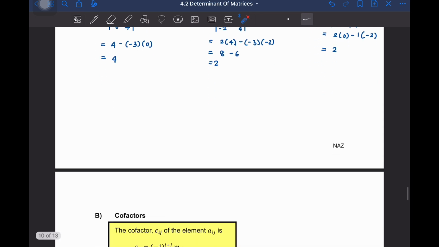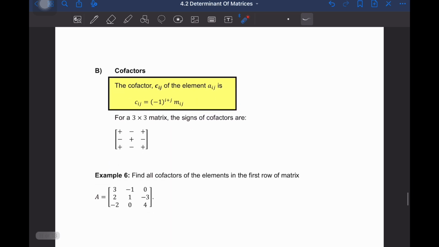Right, moving on. Next one is cofactors. So what is a cofactor? Cofactor is labeled as Cij. The cofactor of the element Aij is, so look at this formula carefully, negative 1, and then the power we have is i plus j. And then this means that we just need to multiply it with the minor.